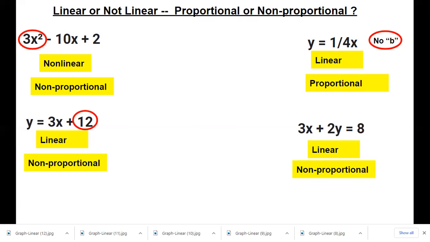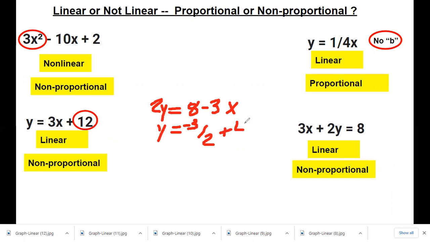This one is non-proportional. The way you would find that out is you'd have to rearrange it algebraically to get y on one side by itself. This equation would result in y equals, let me think about this. Sorry about that beeping sound. 8, so you can do 2y equals 8 minus 3x, and then you're going to divide by 2 on both sides, and you're going to get y equals negative 3/2 x plus 4.